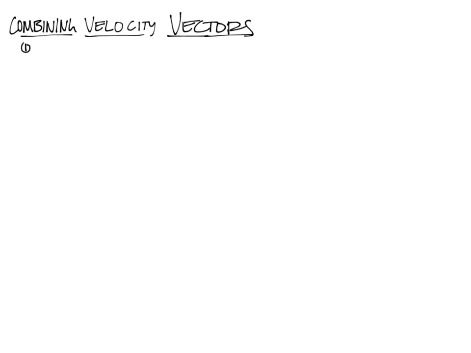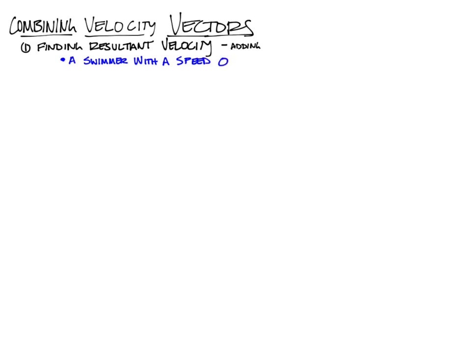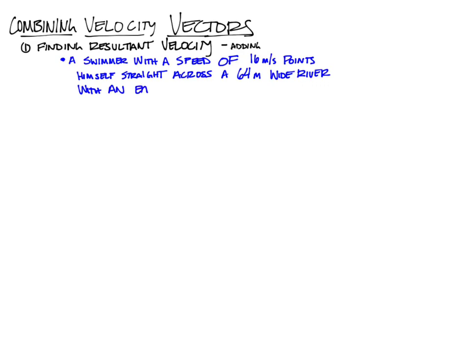So, finding velocity vectors. We're finding the resultant, which means we are adding them together. So, when we add them together, here's what a problem like that would look like. A swimmer has a speed of 16 meters per second. And he points himself straight across a 64-meter wide river. The river has an easterly current, points to the east, of 12 meters per second. And I want to know his resultant velocity from this.